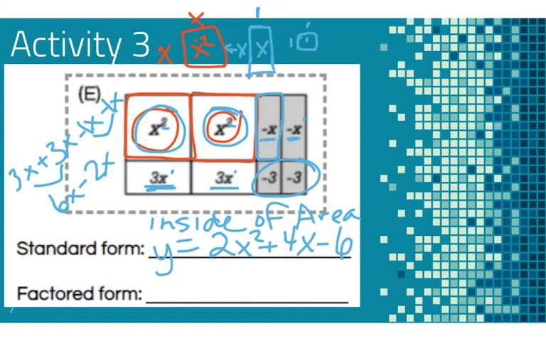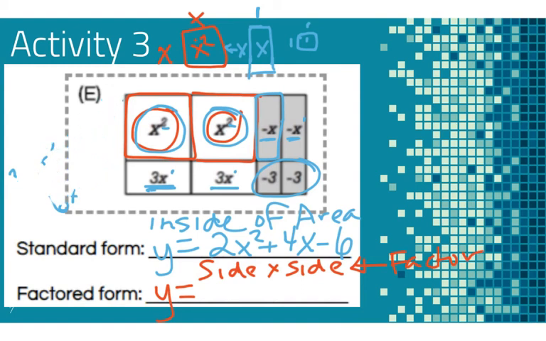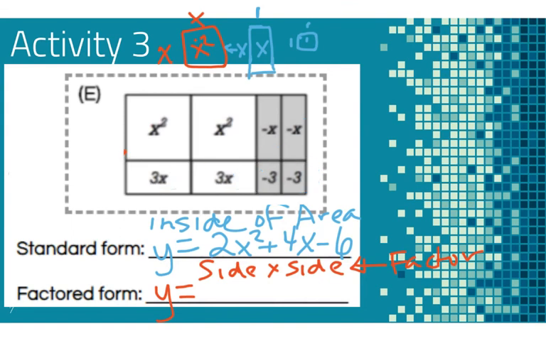And to do factored form, oh shoot, I might need to erase something. All right, in factored form, these are the sides. So it's like side times side, right? Anytime you're multiplying, those are the factors. And that's why it's called factored form. So I'm just going to erase this. Sorry, guys. Okay. All right. So here we go.